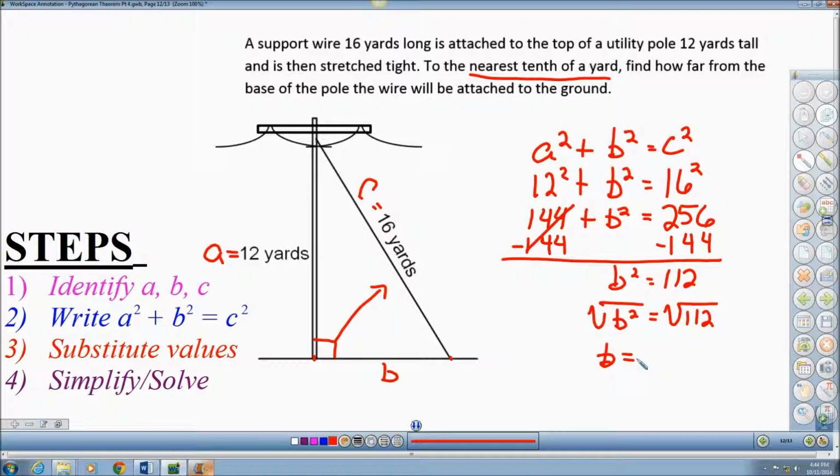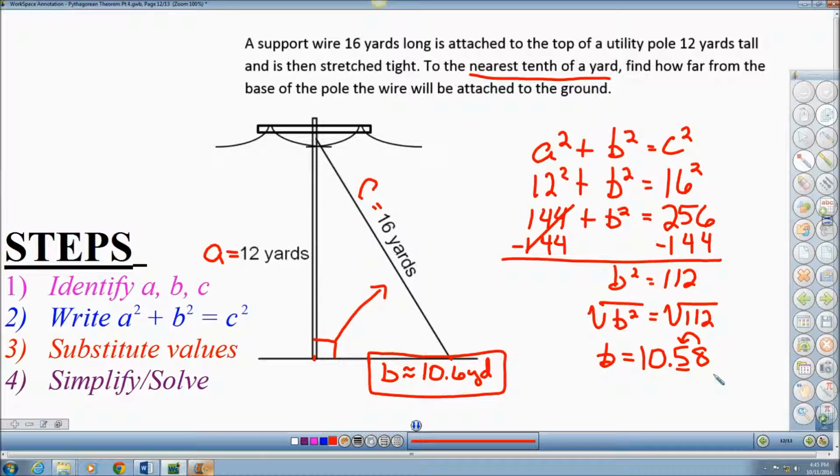And the square root of 112 is approximately, notice that we're going to the tenth, so I need to go past the tenth position. So it says 10.5. 5 is the tenth position, so I need to go one more number. So I can use this number to round the tenth position either up or down. With that said, the 8 rounds the 5 up, so I know that B is going to be approximately equal to 10.6 yards. And I can box in my answer.